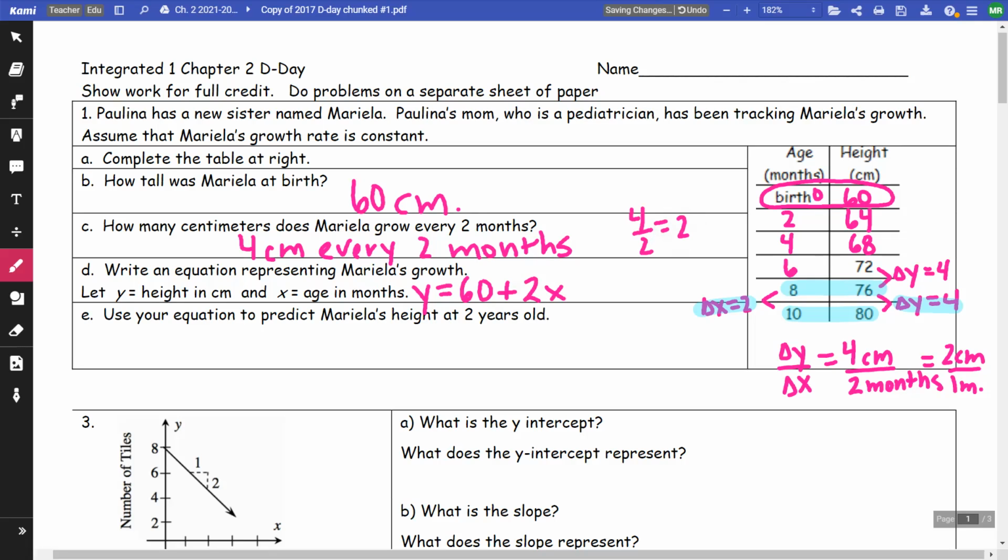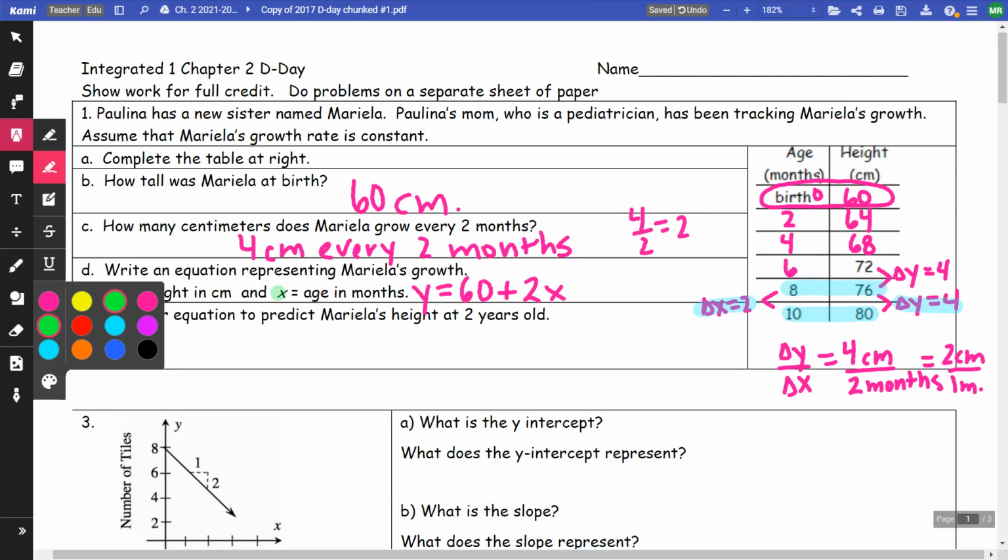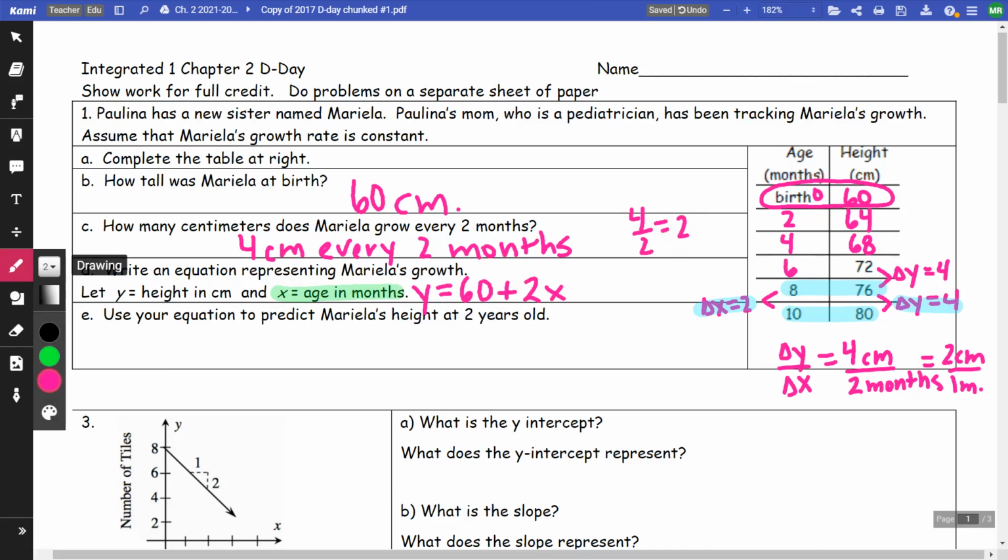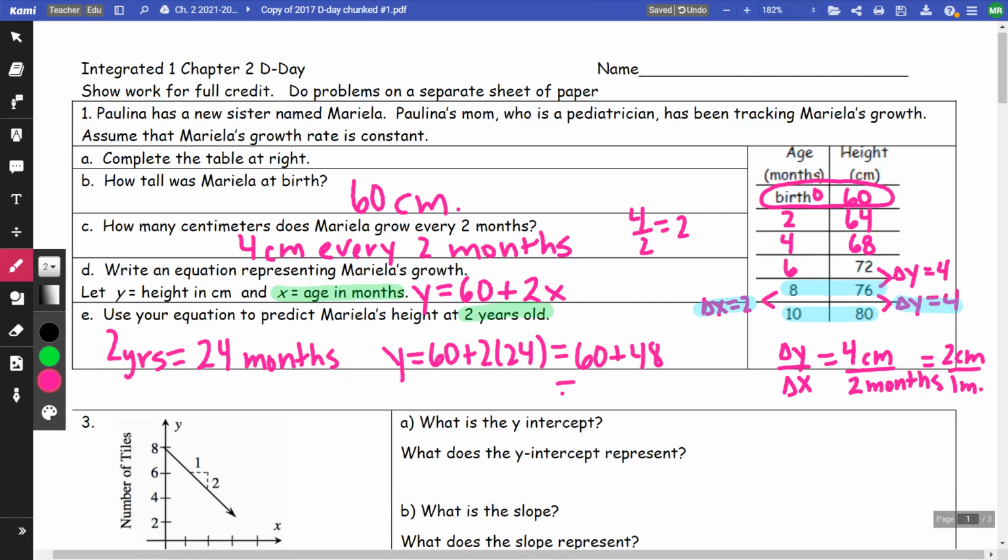That's your equation. And then we want to predict how tall she'll be at 2 years old. Now, we've got to remember, you need to pay attention that the x is age in months, not years. So this is 2 years. We need to convert 2 years into months. So 2 years is equal to 24 months. So I need to put 24 into my equation. So I'm going to go y is equal to 60 plus 2 times 24. So that is going to be 60 plus 48. That's going to be 108 centimeters.